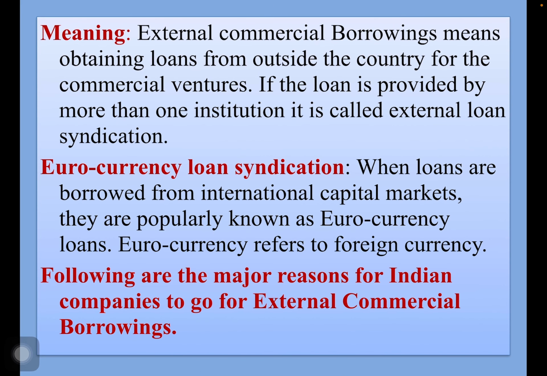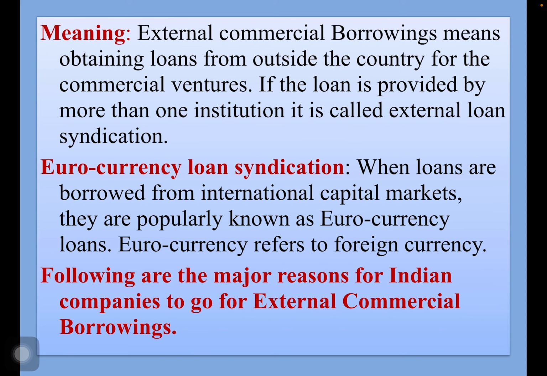External commercial borrowings means obtaining loans from outside the country, and when that particular loan project is contributed by more than two institutions, it becomes external loan syndication. Then it is also popular as euro currency loan syndication. When loans are borrowed from international capital markets, they are usually called as euro currency loans. Euro currency usually refers to any foreign currency.